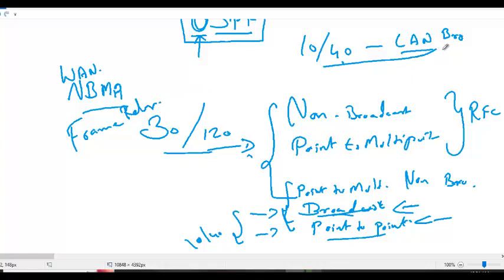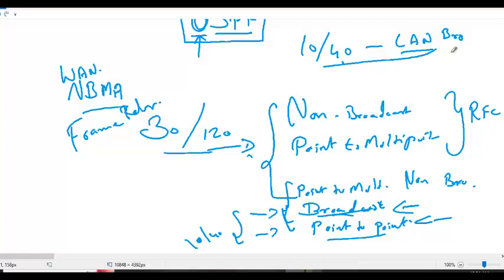In a LAN, it is 10 and 40. In WAN, in NBMA, 30 and 120. 30 and 120.